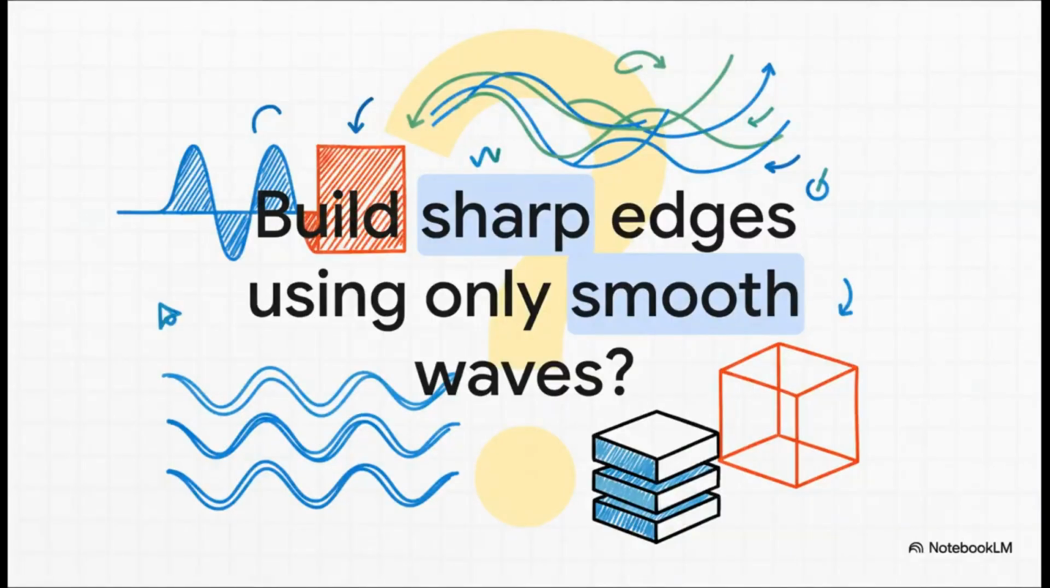So that leads us to the big question for today. Can you actually build something with sharp, straight edges using only smooth, curvy waves? I mean, it sounds kind of impossible, right? It's like trying to build a perfect Lego brick using only soft, squishy modeling clay. But as we're about to find out, not only is it possible, it's actually a fundamental concept for understanding, well, pretty much everything around us.